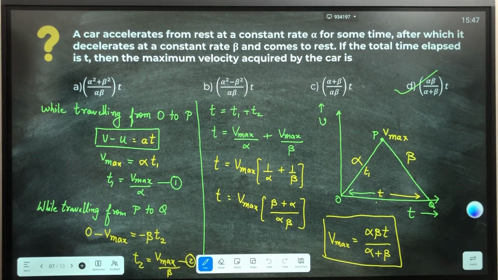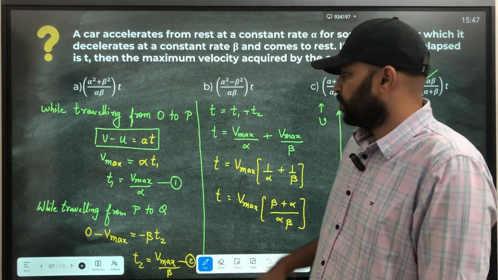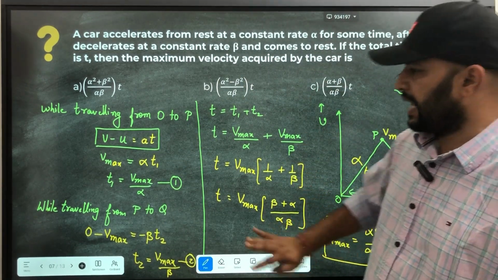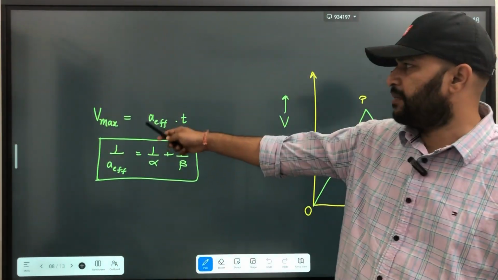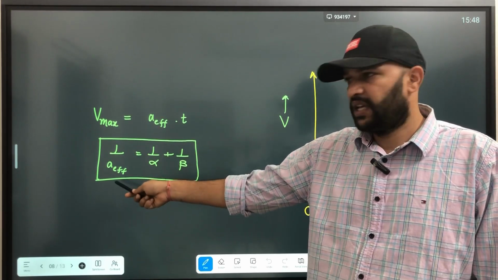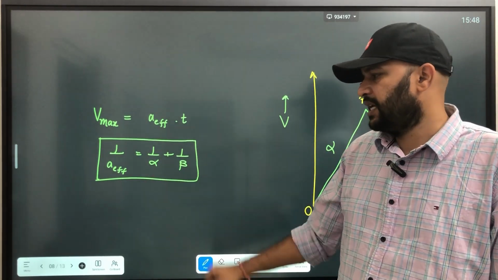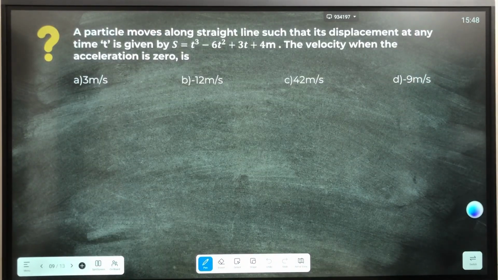This was our complete solution to this problem. In case you have not understood, watch this again. In case you want a direct solution for such a problem, just remember this particular relation. Vmax is A effective into T, and how do you find A effective? 1 by A effective equals 1 by alpha plus 1 by beta. Let's see the next problem. Great. Let's see our next problem.